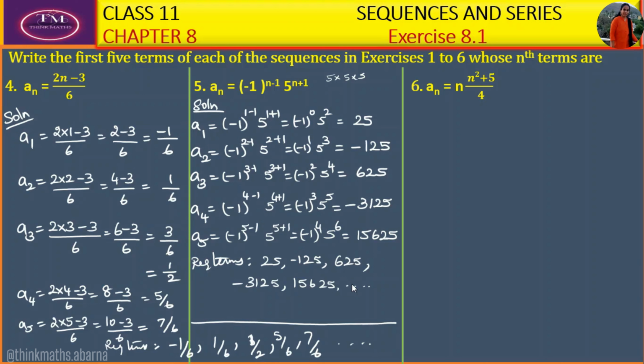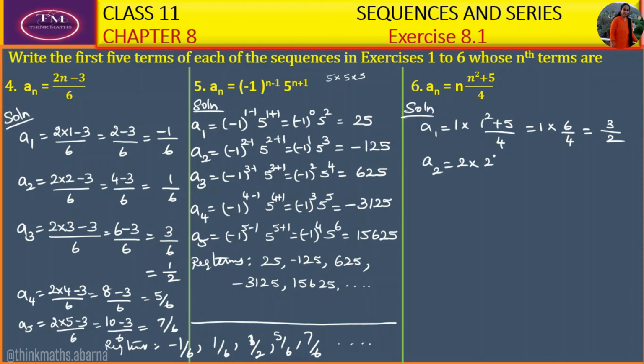Okay. Next, sixth part. An equal to n into n square plus 5 by 4. This is the general term. We have to find out A1, A2, A3, A4, A5. So A1, instead of n, we have to put 1. So 1 into 1 square, n square, so it is 1 square plus 5 divided by 4. So 1 into 1 square is 1. 1 plus 5 is 6 by 4. 6 by 4 you can simplify by dividing it by 2. So if you divide by 2, 3 2s are 6, 2 2s are 4. So 3 by 2.